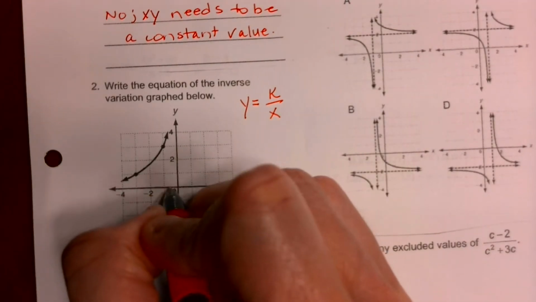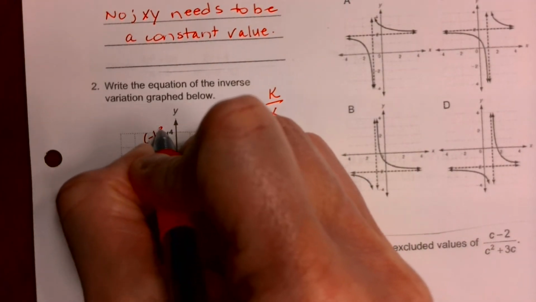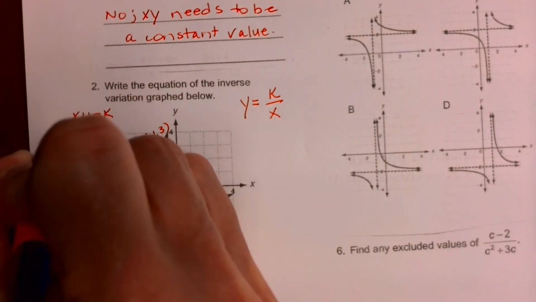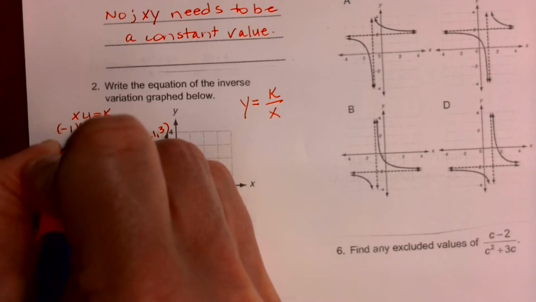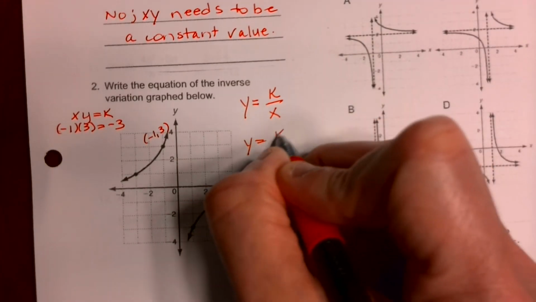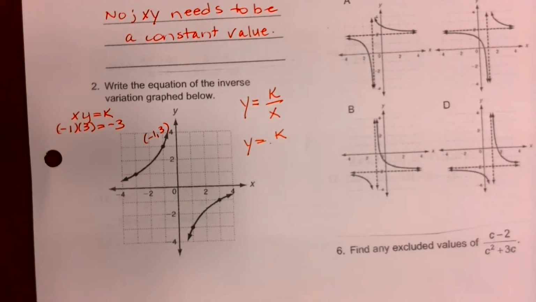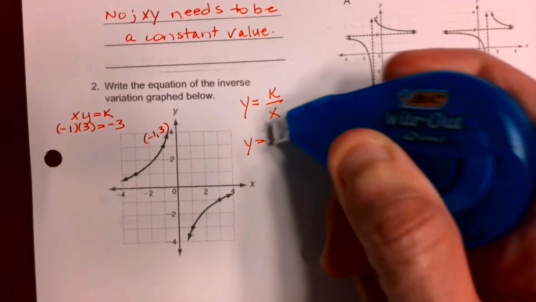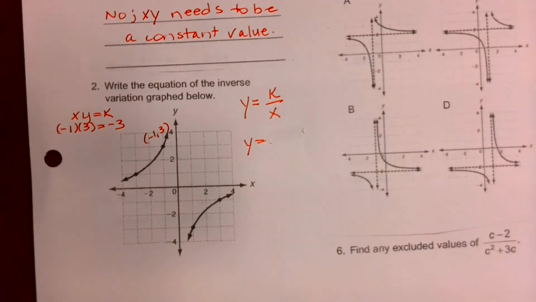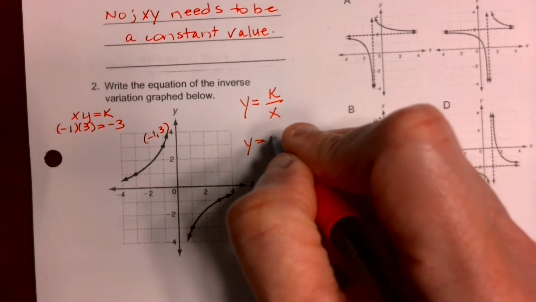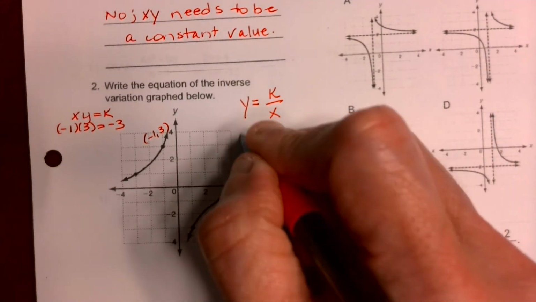So if I take this value, it's negative 1, 3. So xy equals k. Negative 1 times 3 equals negative 3. Y equals k. I'm sorry, that is not true. I just found out what k was, didn't I? Let's get rid of that. I love these things. Gone. Y equals k, which is negative 3 over x.